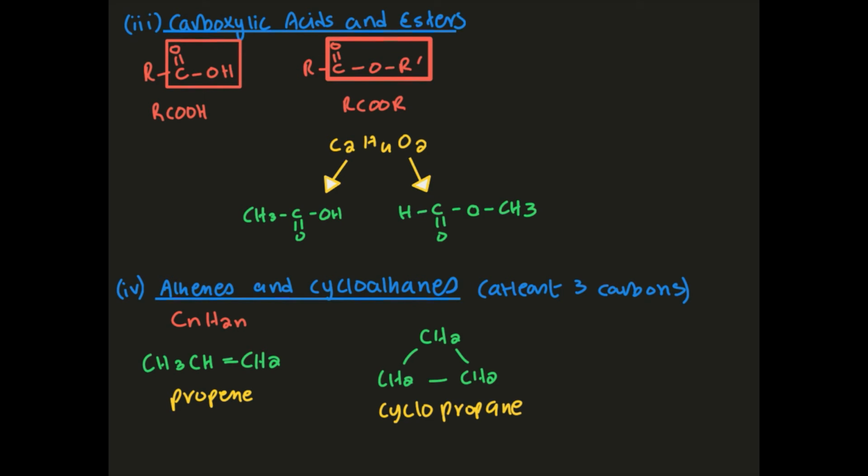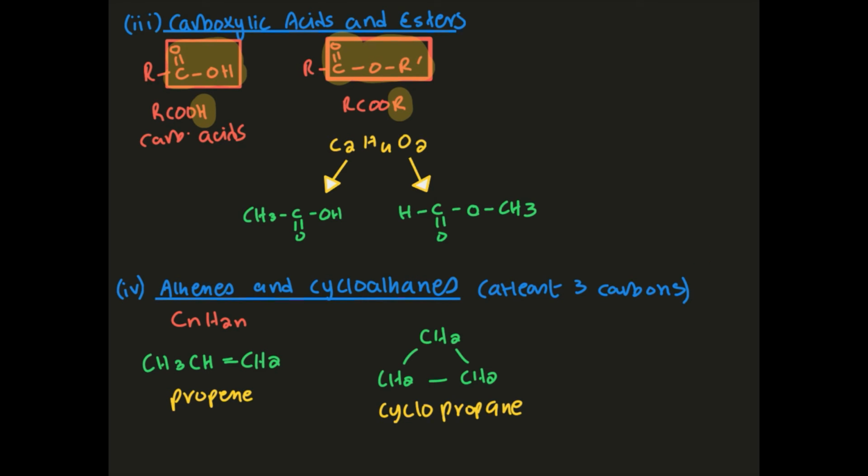Next, we're going to be taking a look at carboxylic acids and esters. So we're going to be taking a look at the functional group for both of them. So for carboxylic acids, the functional group is going to be C double bond O, OH. So this is the functional group for carboxylic acids. For esters, on the other hand, it's going to be C double bond O, O and an R group. So instead of the hydrogen, you're going to have an R group attached on one side. And this is how you differentiate a carboxylic acid and an ester.